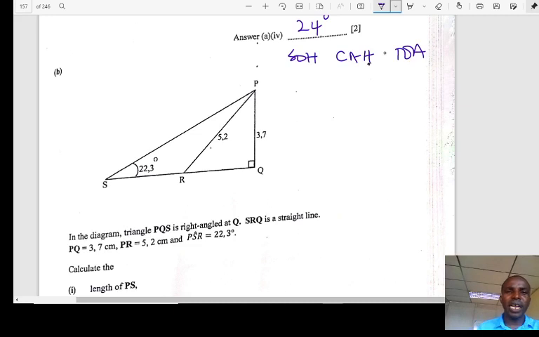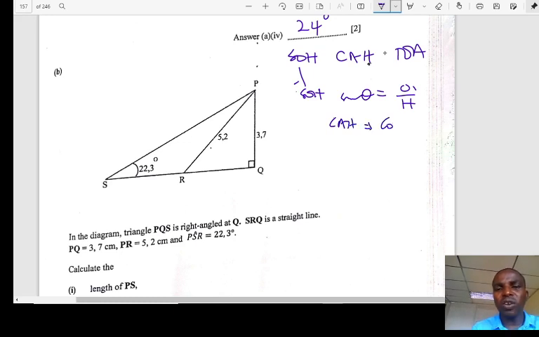SOHCAHTOA like this. So sine of an angle theta is opposite over hypotenuse. Then cosine of an angle theta is adjacent over hypotenuse. Then TOA, that is tangent of an angle theta is opposite over adjacent. You can use whichever way you like, but SOHCAHTOA is the best. Then after that, you say calculate the length of PS.